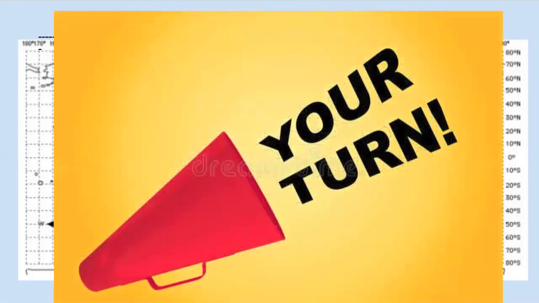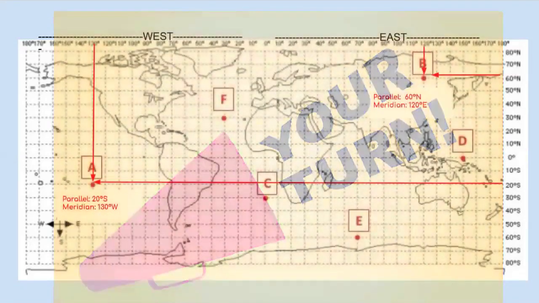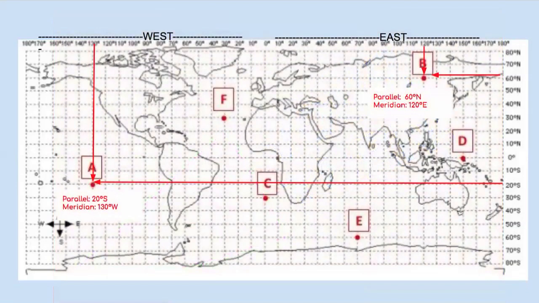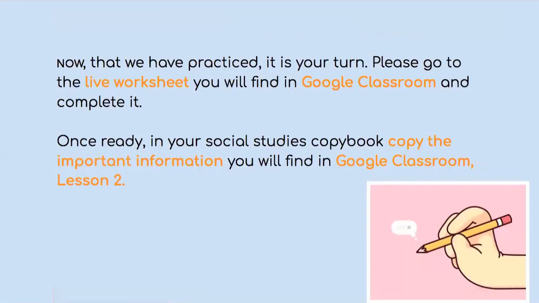Now it's your turn. Can you do the other places? As in the games I mentioned before, letters and numbers will help us to locate things or places. Now that we have practiced, it's your turn. Please go to Google Classroom and the live worksheet you will find there and complete it. Once ready, in your social studies copybook, copy the important information you will find in lesson 2.